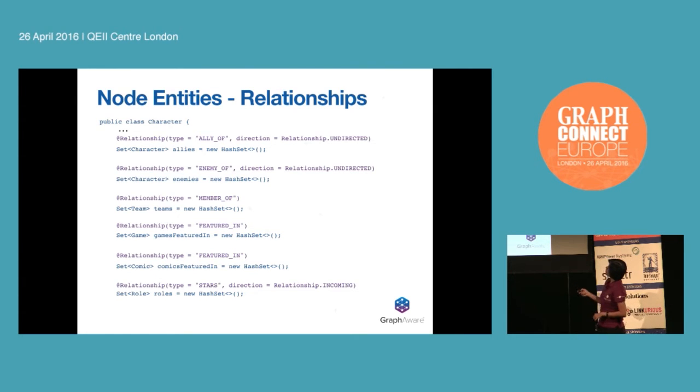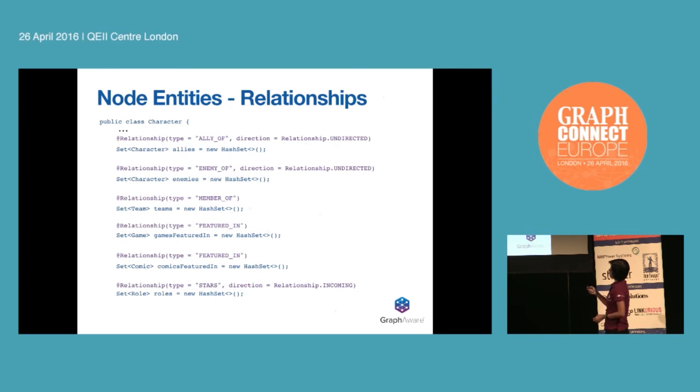Now, in this case, both the allies and the enemies are undirected. We don't care whether it's incoming or it's outgoing, but we just care that there's a relationship between these two, and that indicates that they're enemies or they're allies. So you'll see that both of them have a set of characters, okay, because finally they're all characters, irrespective of whether they're heroes or villains. So those define relationships from characters to other characters, a many-to-many relationship. Okay, that's the enemy of.